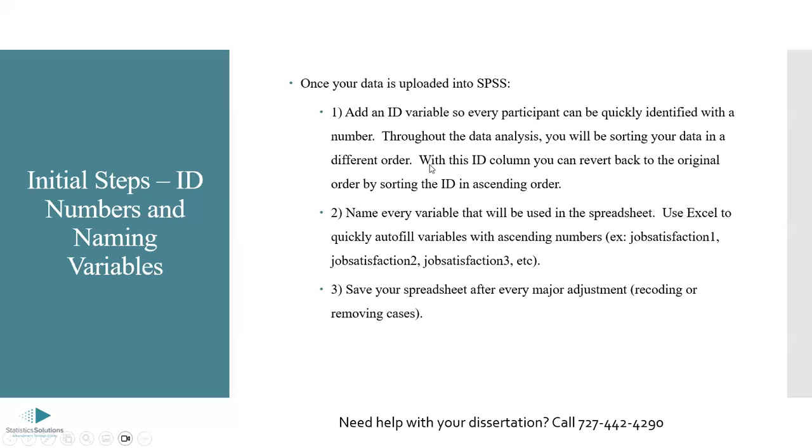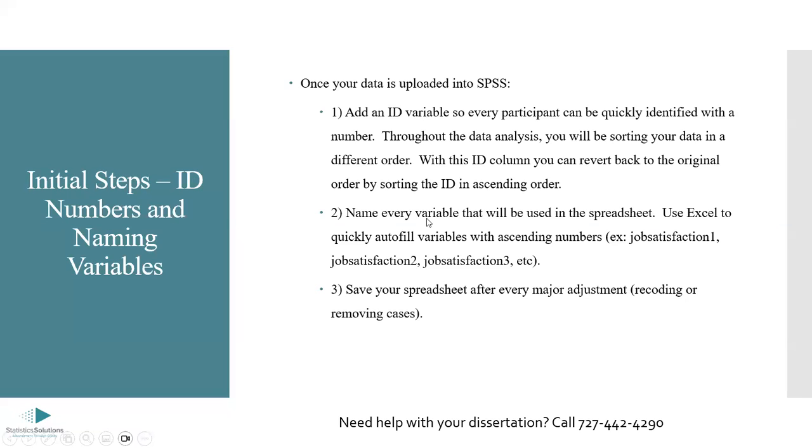All right, so first we're looking at uploading data into SPSS. What are the first things you should look at? The first thing you want to do is add an ID variable so you can keep track of all your participants. This can be useful because you might be sorting your data in different orders. If you're trying to identify non-responses or outliers, you might need to sort columns in a different order. And by having this ID variable, you can just sort the data into its original order.